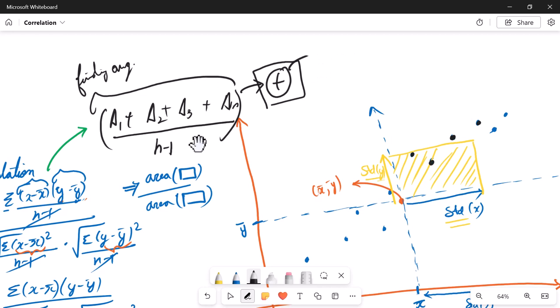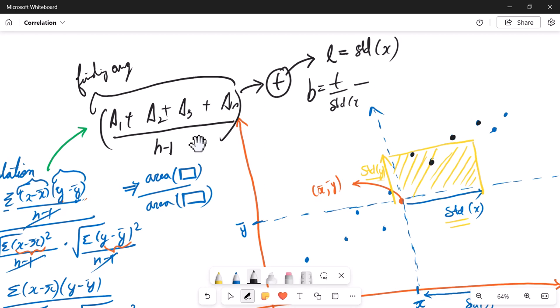To make our calculation and analysis easier, what we'll do is assume the length of the average rectangle that we have got to be the standard deviation of x. This is the step that we are doing to make our calculations and analysis easier. So if you assume the length as your standard deviation, then the breadth will come out to be some value, say T divided by standard deviation of x, and we call it TB.